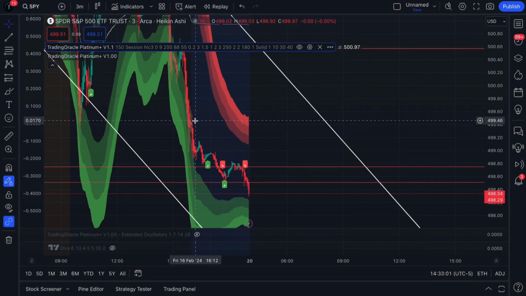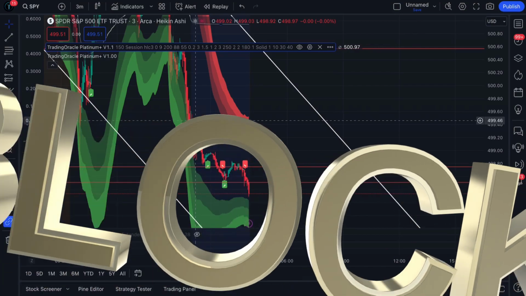Afternoon, ladies and gentlemen. This is Garrett from Trading Oracle, and today I'm going to go over our new order blocks tool.